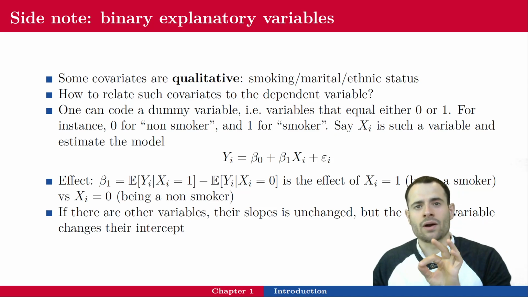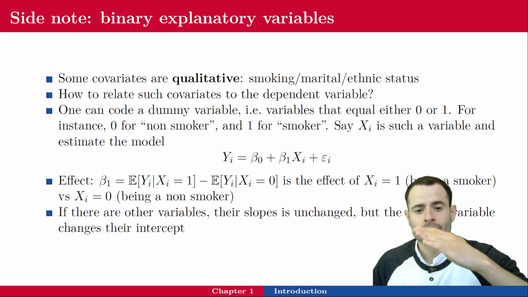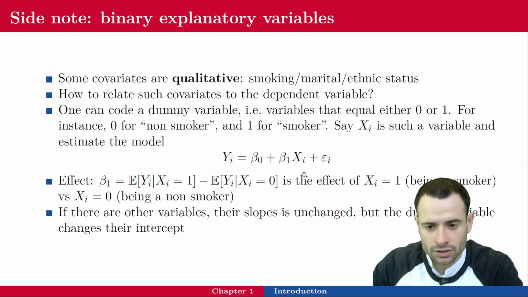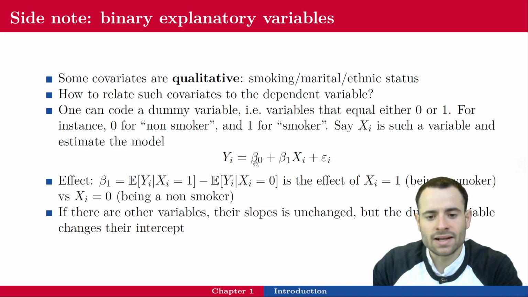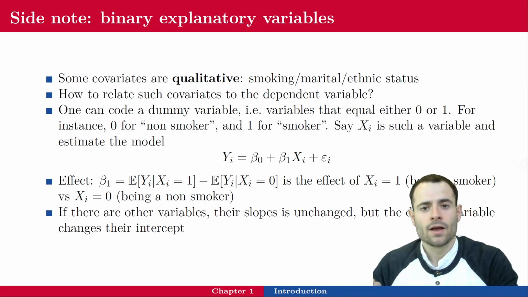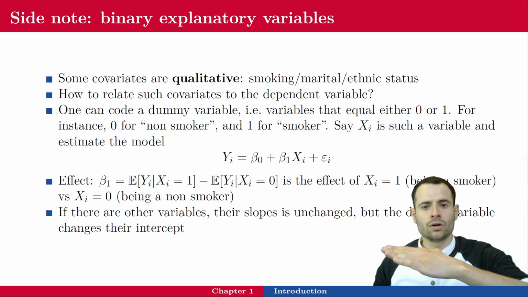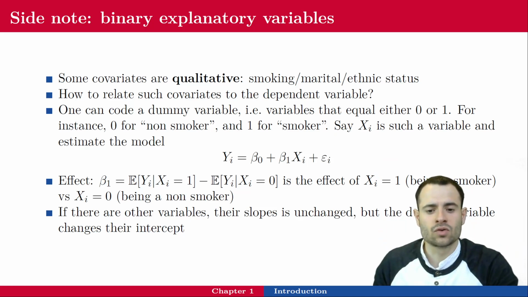So if there are other variables, the slope is totally unchanged. The dummy variable, however, will change the intercept. Because now, in this regression, when X is equal to 1, my regression is beta 0 plus beta 1. If X is equal to 0, my regression becomes beta 0. The difference between the two will be equal to beta 1. So beta 1 is going to either elevate or go lower than when X is equal to 0.